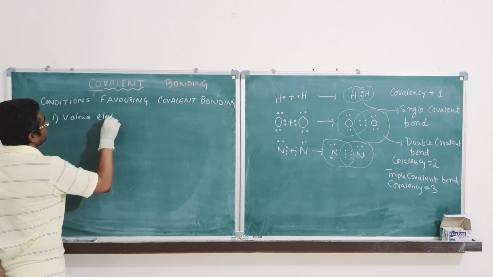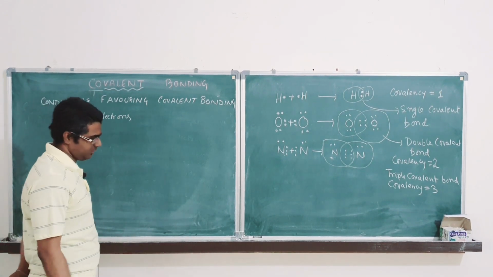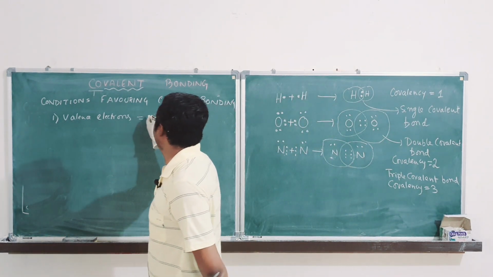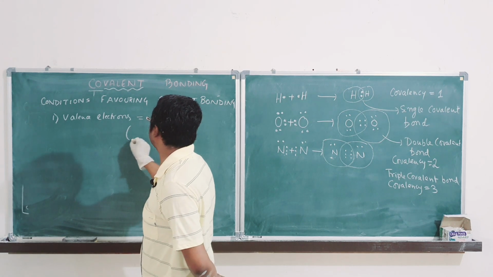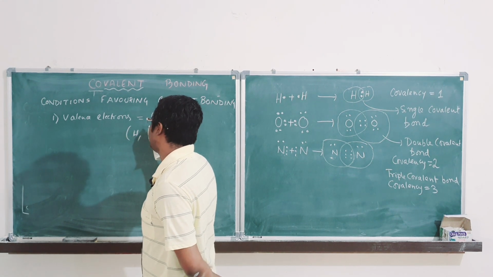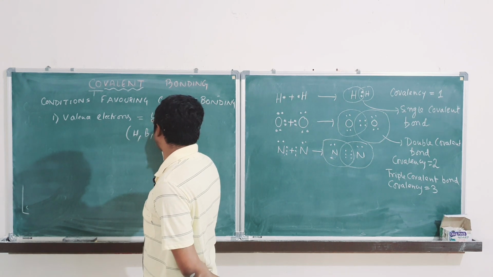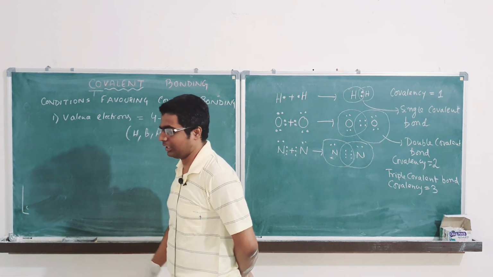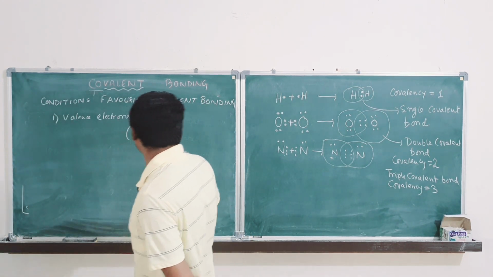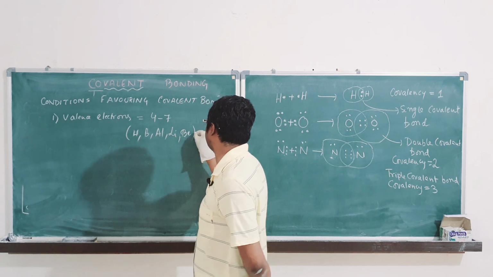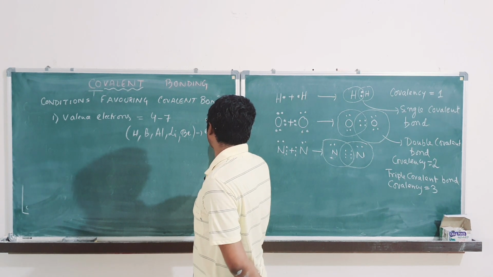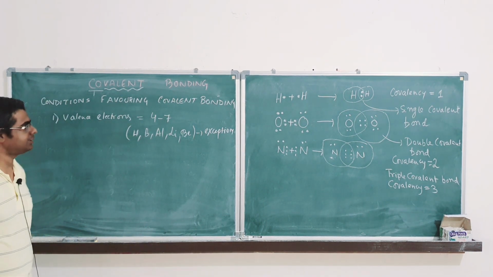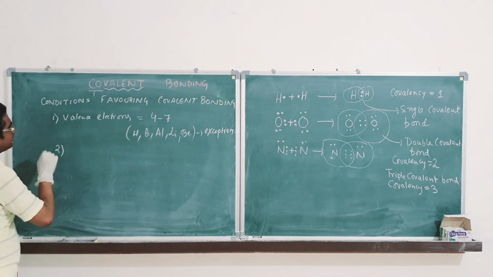Valence electrons. Normally the valence electrons in covalent bonding, for each element, should be in the range of 4 to 7, but there are exceptions. We have talked about it. Hydrogen is there, then boron is there, aluminium sometimes goes for covalent bonding, lithium also goes for covalent bonding sometimes. Beryllium also goes for covalent bonding. So these are exceptions basically, which go for covalent bonding. Okay guys, so this is valence electron.